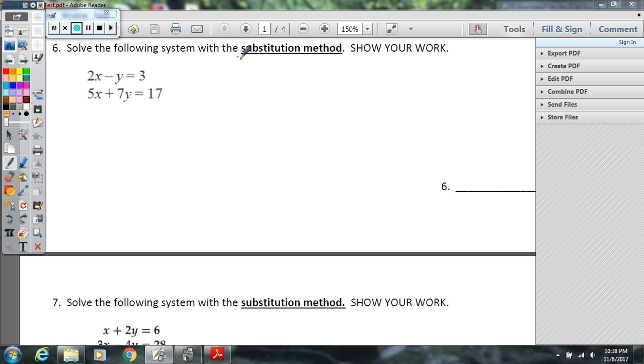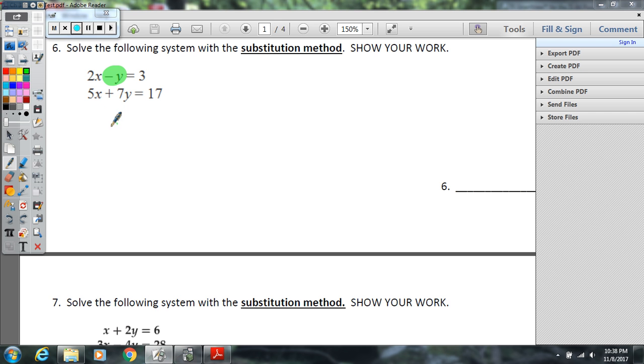For substitution method, I want to solve it for a variable and then plug it in the other problem. So guys, I'm looking at the 4 variables, the 2x, negative y, 5x, and 7y. And I'm thinking, what is the easiest variable to get alone? Guys, it's going to be this negative y that's in the top or first equation. So that's where I'm going to start.